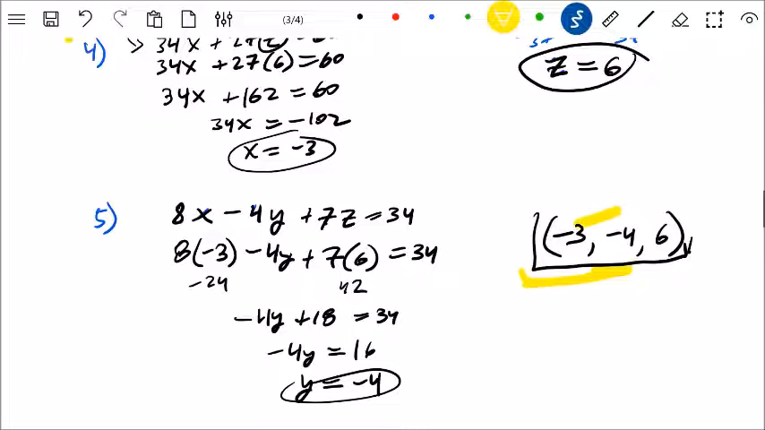Okay, one last try here. Okay, I think that's going to be good enough there.